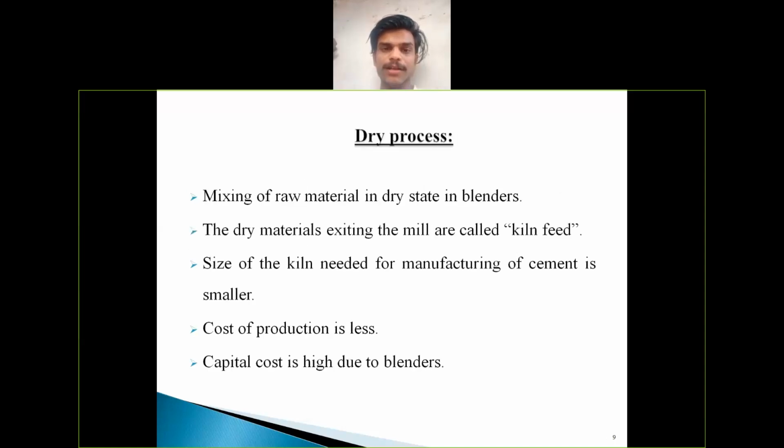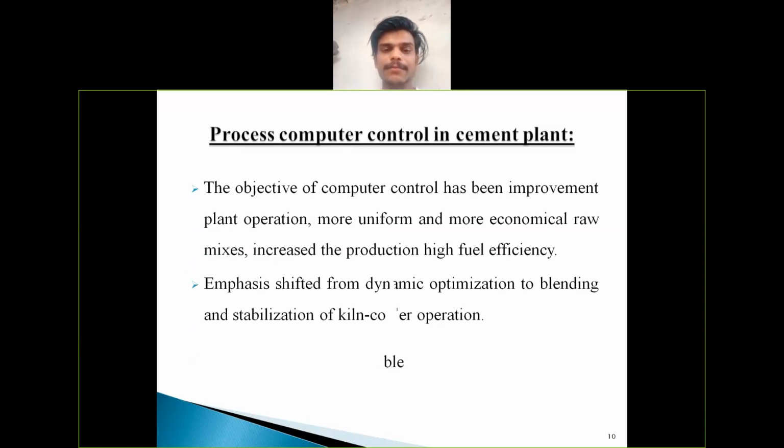And the dry process: mixing the raw materials in a dry state in blenders. The dry material exiting will be scaled, and the feed size is smaller for the kiln manufacturing cement. Cost of product is less, and capital cost is high due to the blenders. Next slide, ma'am.